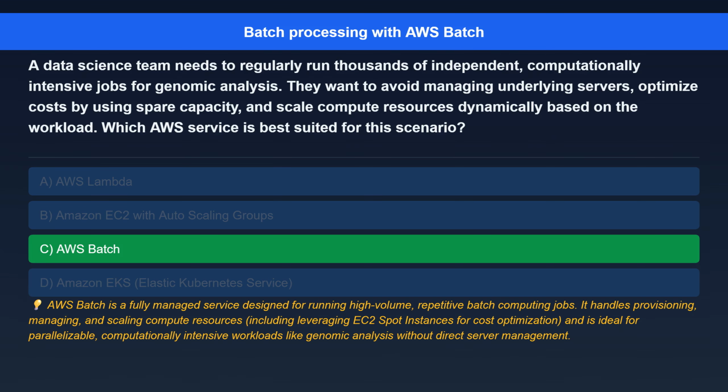The correct answer is AWS Batch. Here's the explanation. AWS Batch is a fully managed service designed for running high-volume, repetitive batch computing jobs. It handles provisioning, managing, and scaling compute resources, including leveraging EC2 spot instances for cost optimization, and is ideal for parallelizable, computationally intensive workloads like genomic analysis without direct server management.